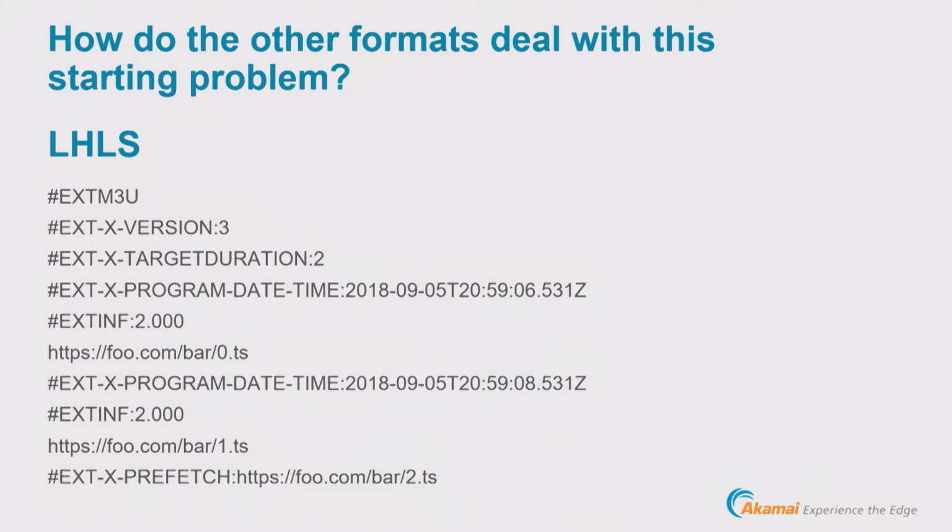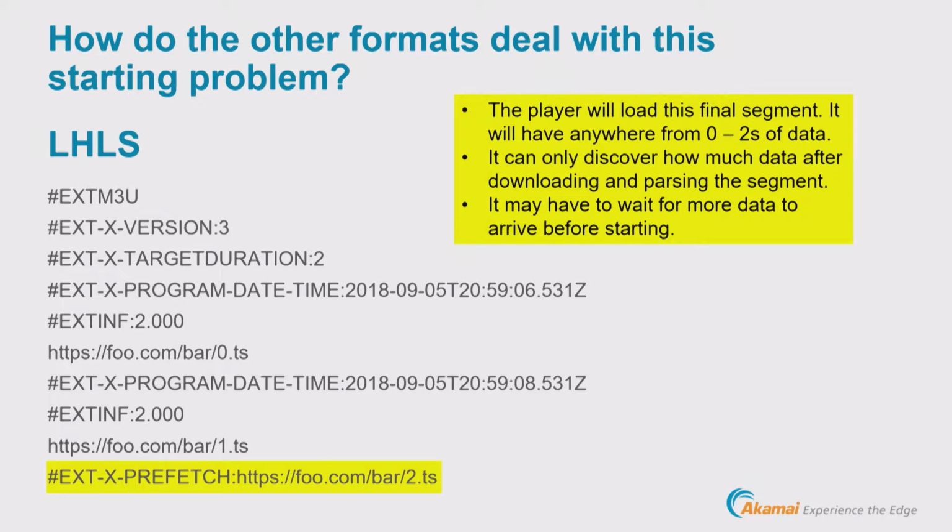Now the question is, well, how do the other formats deal with this problem? So how does LHLS? So imagine you're a player now, you're presented with this manifest, you need to start. Well, you're going to load the last segment. And because these are 2 second segments, you're going to have a random amount of data, somewhere between 0 and 2 seconds in your buffer. So if you're lucky, if you want a 1 second starting buffer, you may be able to start immediately, or you may have to wait some period of wall clock time and get the additional data before you can start. And you only know this after you've downloaded the segment. Now you can know this very quickly, but you may have to wait for more data when you start.